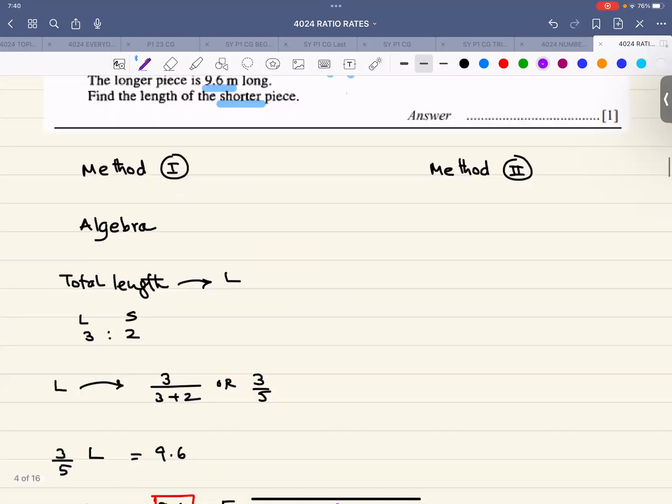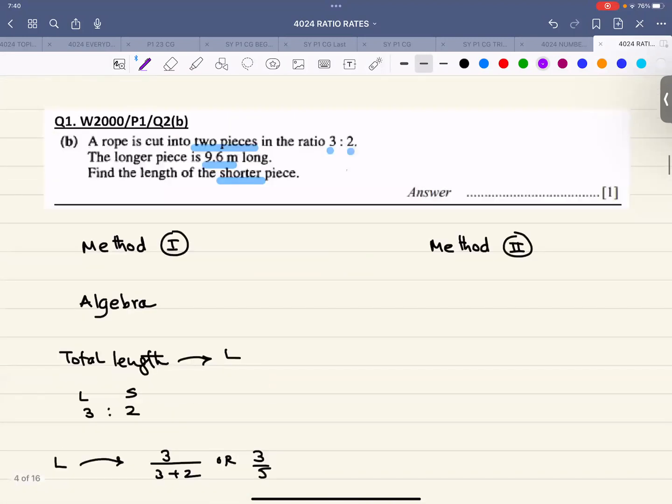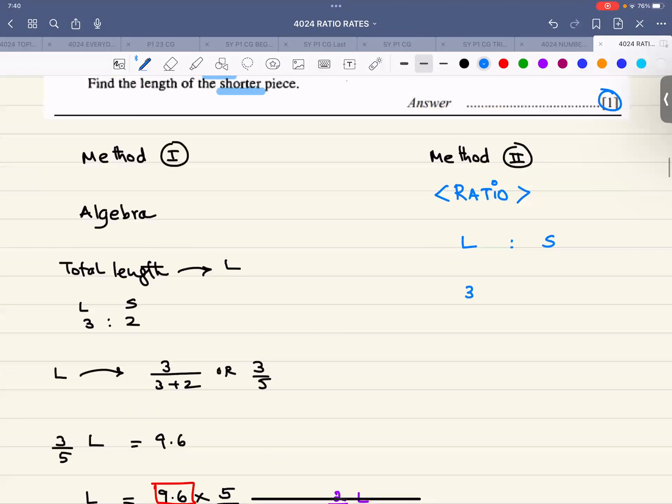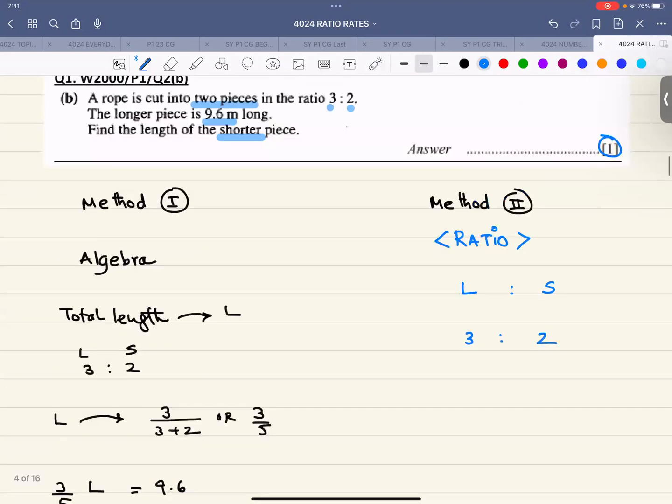Now this method is long, and they're giving us only 1 mark for this method. So what should be the easier method? Naturally, the easier method is what this topic is all about. That is the ratio method. You write longer, shorter. Longer piece is 3 and shorter piece is 2. That is the simplest ratio. And the longer piece is 9.6 meter long. Shorter piece, let's call it S.